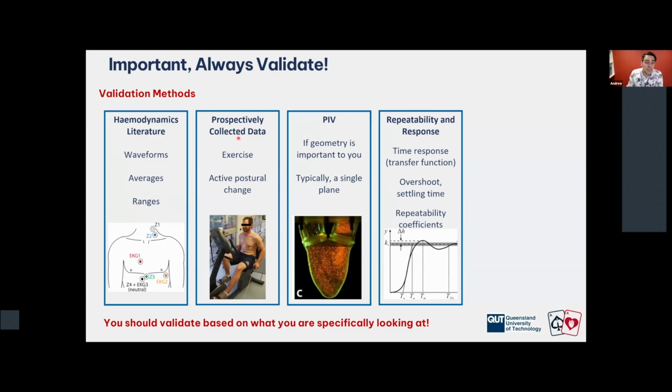You can use prospectively collected data if you have the capability. If you're interested in geometry, you can use something like PIV to ensure that your flow dynamics are what you expected. And you can look at the repeatability and response of your mock loop. So you can look at the time response, overshoot, settling time, and how repeatable your mock loop is from one experiment to the other. Mock loop should be highly repeatable between each experiment. You should always validate based on what you're specifically looking at and the design of your artificial heart pump.